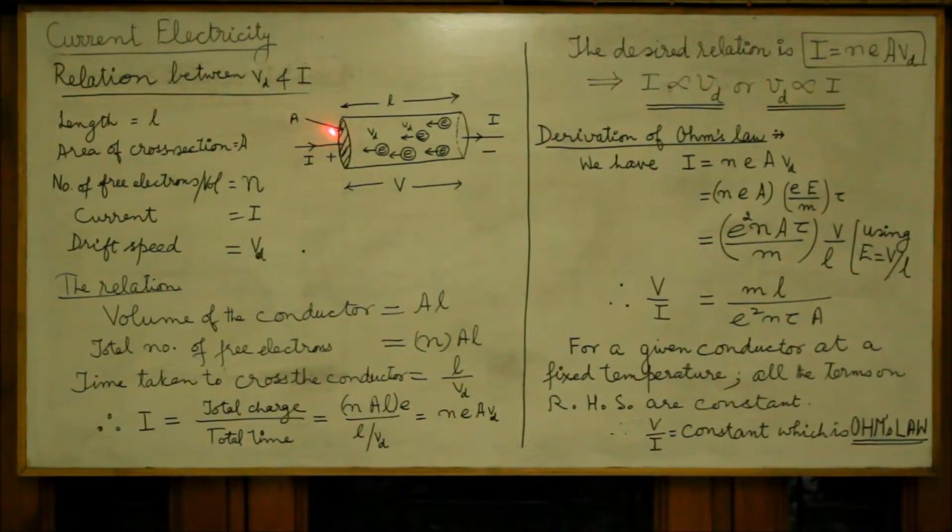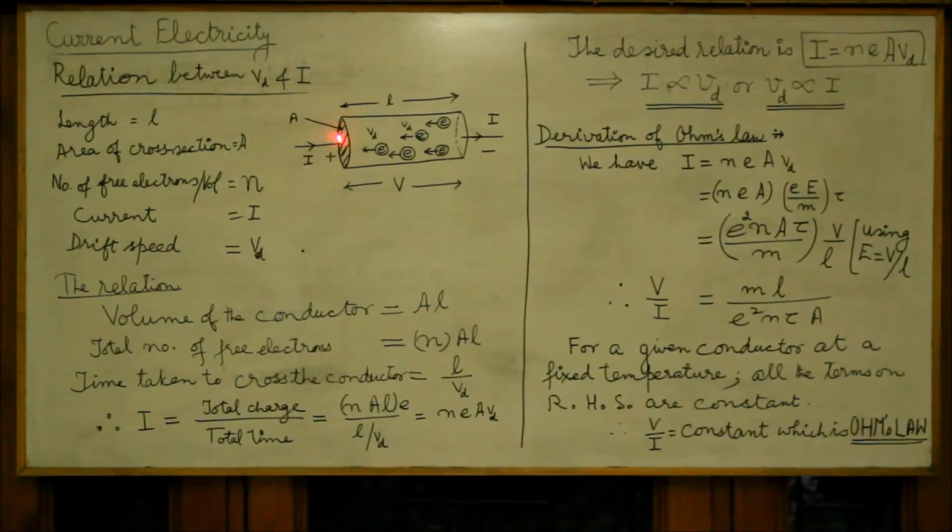Having obtained an expression for drift speed, let us now proceed to obtain a relation between the drift speed and current. We will see how the current is affected by the drift speed of the free electrons. For the purpose, let's consider a conductor of length L having a uniform area of cross section A, with small n as the number density of free electrons, that is, the number of free electrons per unit volume.